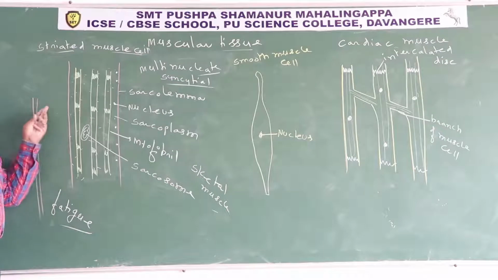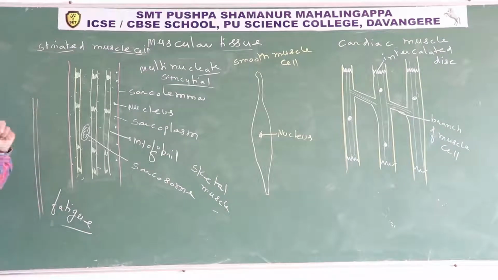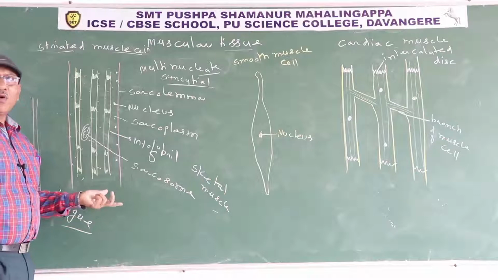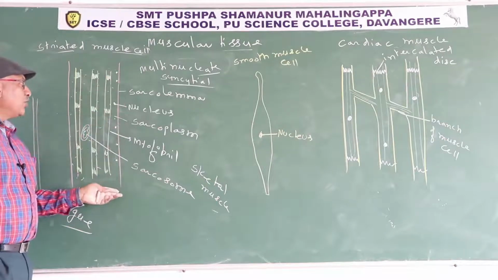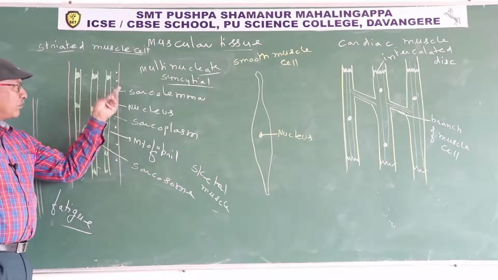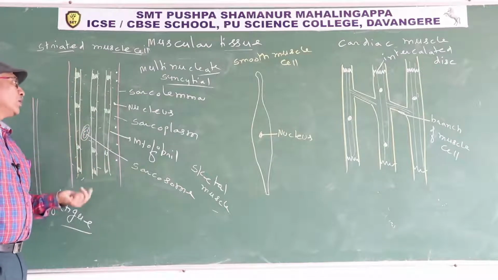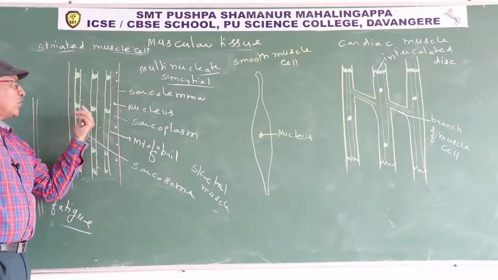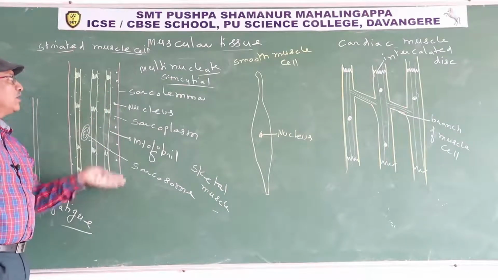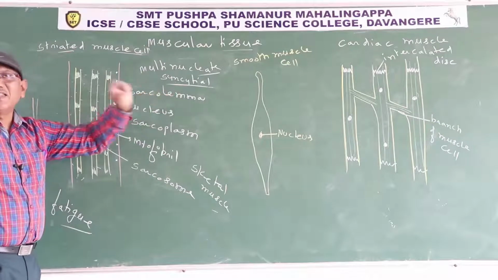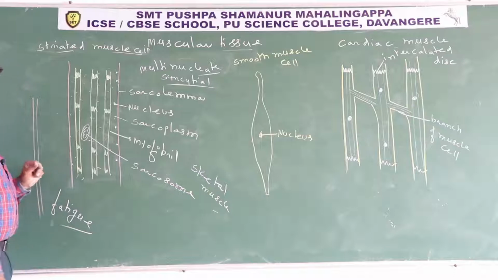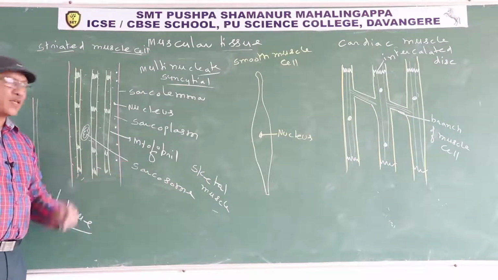Striated muscle contains striated muscle cells. Striated muscle cells are cylindrical. Just below the sarcolemma, or you may write what is sarcolemma: the connective tissue membrane lying around the striated muscle cell is known as sarcolemma. Just below the sarcolemma, several nuclei are present. That's why striated muscle cell is in a syncytial state. Syncytial state means multinucleate.